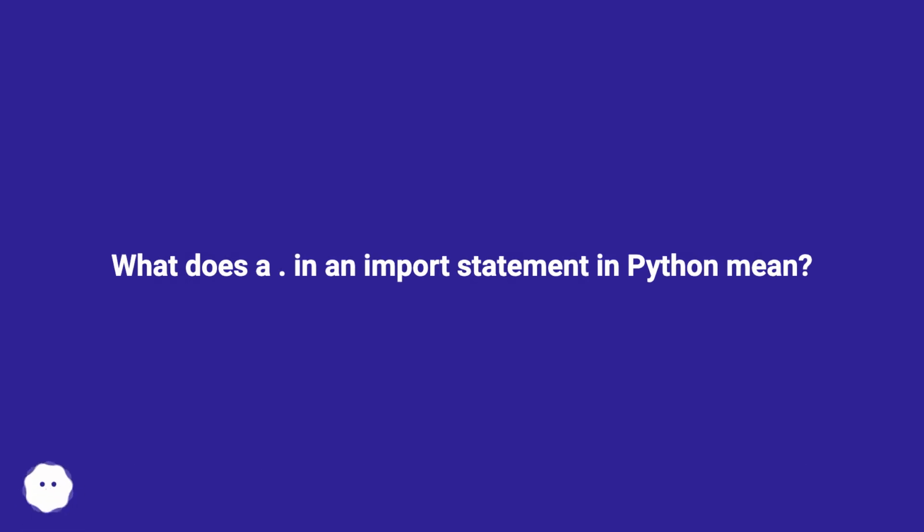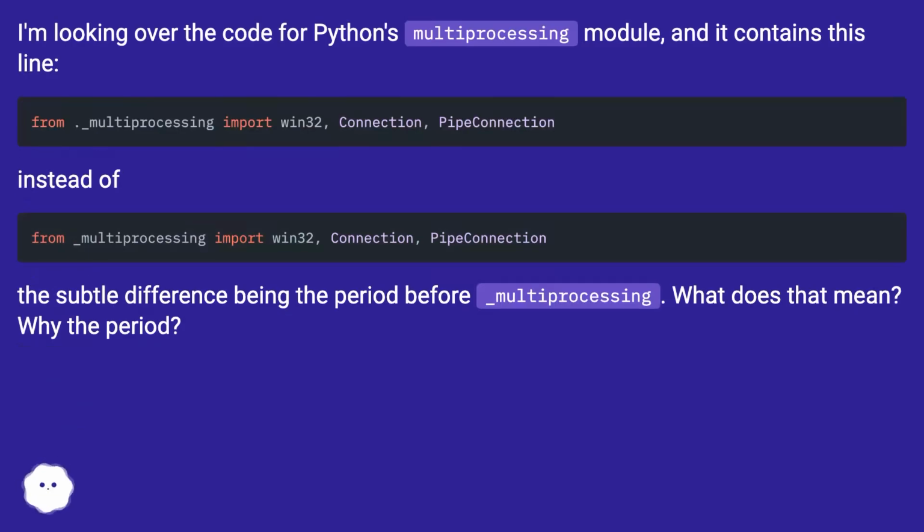What does a dot in an import statement in Python mean? I'm looking over the code for Python's multiprocessing module, and it contains this line, instead of this. The subtle difference being the period before underscore multiprocessing. What does that mean? Why the period?